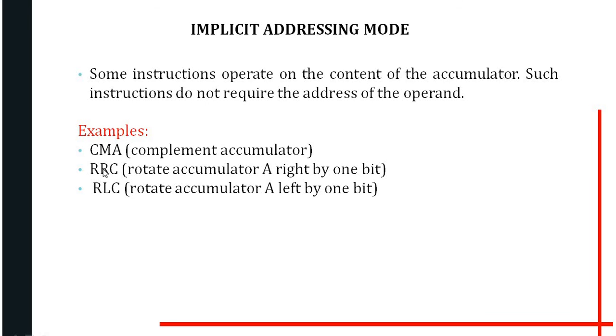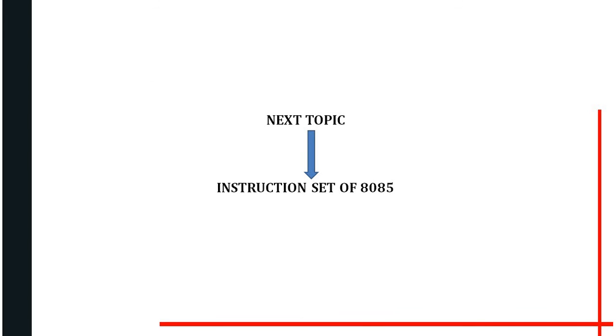All these operations are performed with the accumulator register. Then RLC, rotate accumulator A left by 1 bit. These operations do not need the operand or the address of the operand. The instructions operate on the content of the accumulator. This is called the implicit addressing mode. So these are the 5 types of addressing modes available in the 8085. In the next class, we will see the instruction set of 8085.